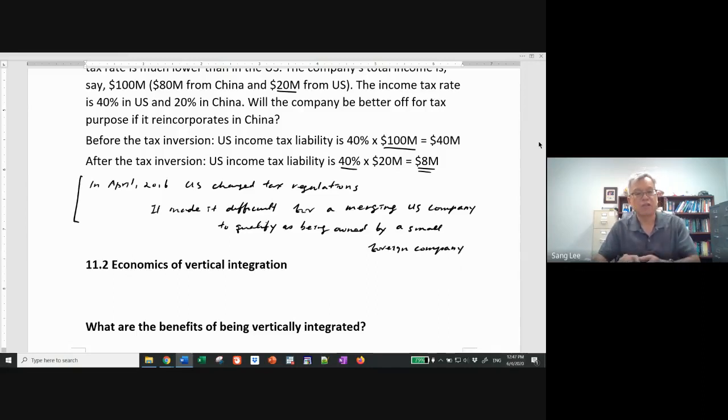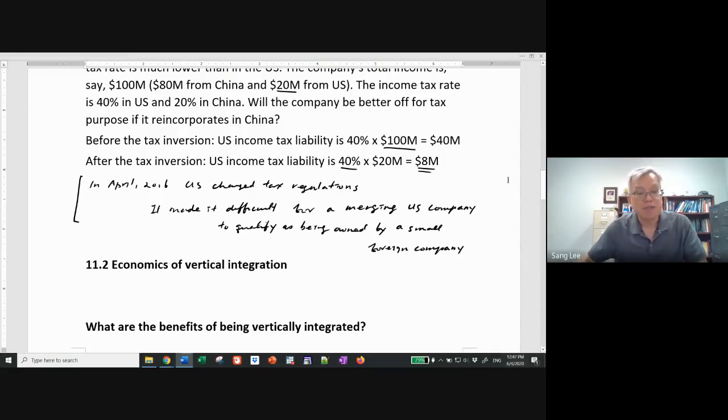So that's what a lot of companies are still trying to do, move their tax residence. It is still possible, but the tax regulations made in 2016 now made it a lot more difficult for a U.S. company to be owned by a small foreign company. Okay, so that is tax inversion, or corporate inversion.